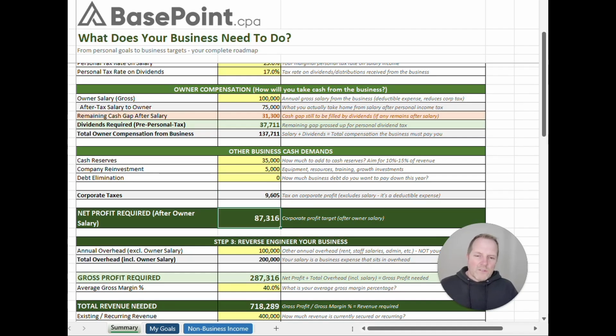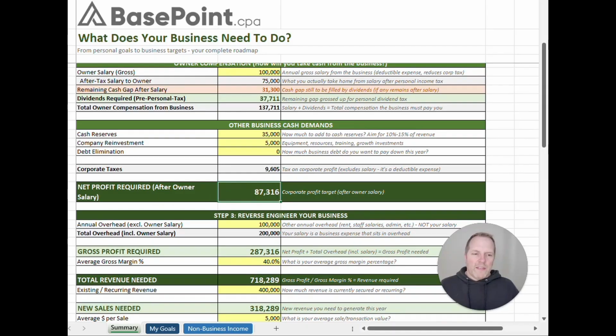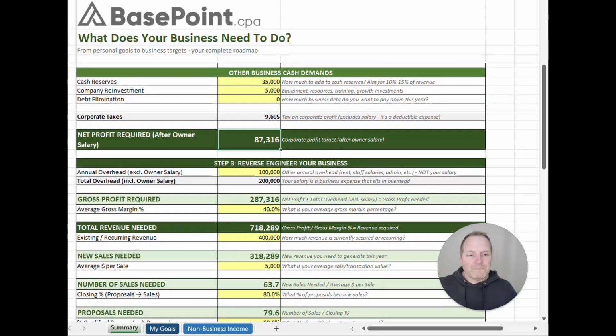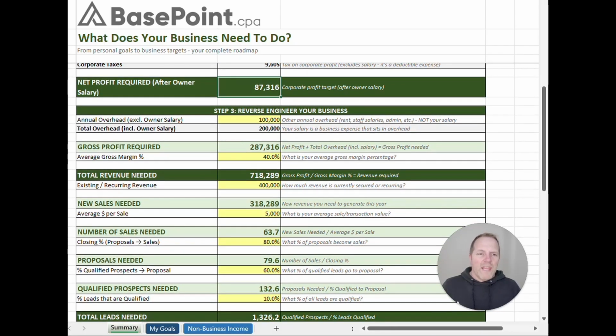So if you subtract the corporate taxes of $96,005, that will then give you the availability for your company reinvestment amount, your cash reserves, and then your dividend, your pre-tax dividend amount, okay? All right, so that's your net profit that you're aiming for. That's the bottom line of your income statement, right? So now let's reverse engineer your business based on that, okay? So let's start with overhead.